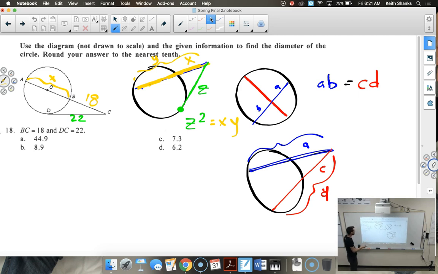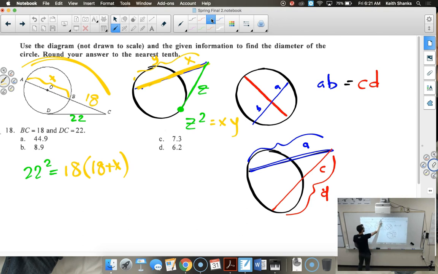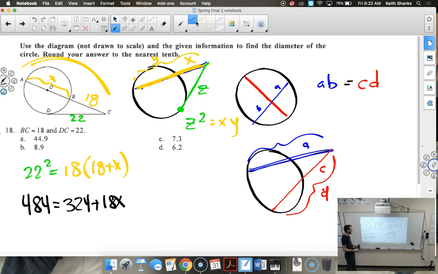Okay. So what I would have on this problem, my setup would be as follows. I would have 22 squared equals, and then I would have 18, that's my X, and then Y, which is this entire thing, is 18 plus X. Okay, so solving that out, what I would have is 484 equals 324 plus 18x. And I'll leave you to solve that out after that one. You just kind of subtract the 324, divide by 18.